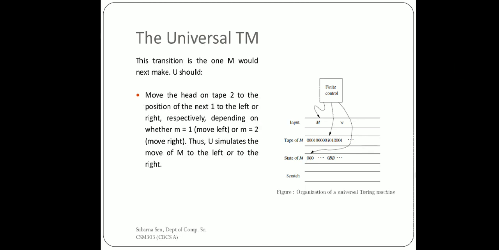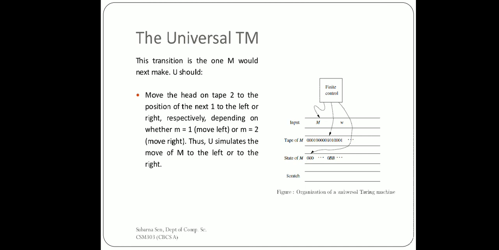Okay. Next, move the head on tape 2 to the position of the next one to the left or right respectively, depending on whether m equals 1 or m equals 2, right? So we know that D1 stands for left movement and D2 stands for right movement. Whatever the suffix of D is, we raise that to the power of m. That's why, depending on m's value, if m is 1 we will move left, and if m's value is 2 we will move right. Thus u simulates the move of m to the left or to the right.